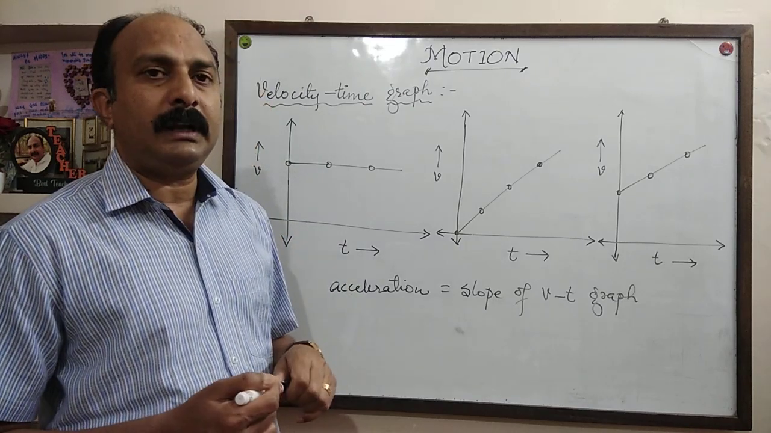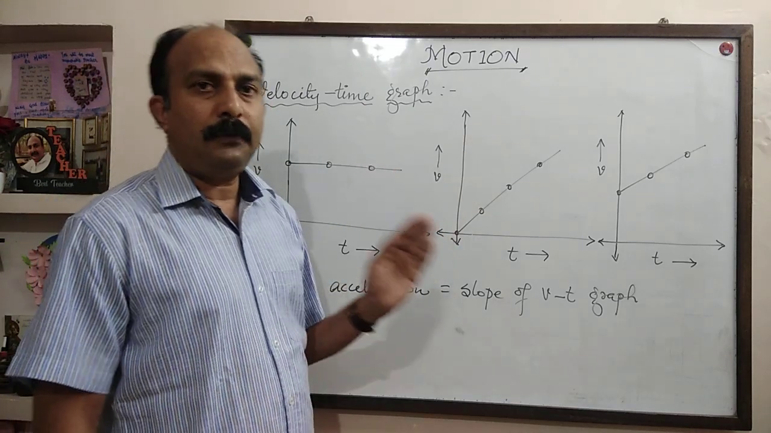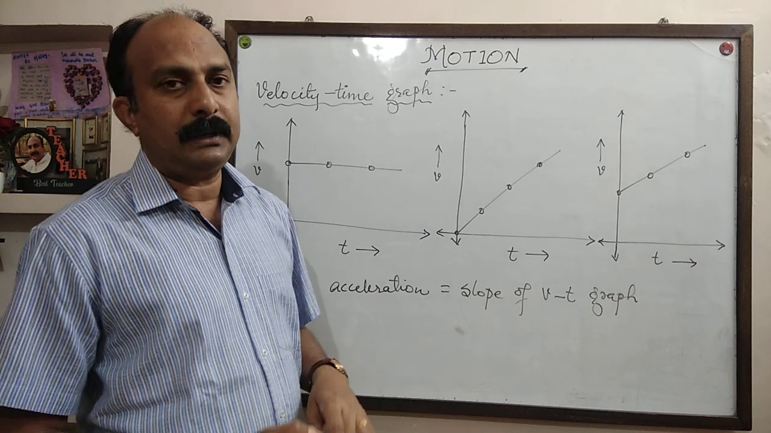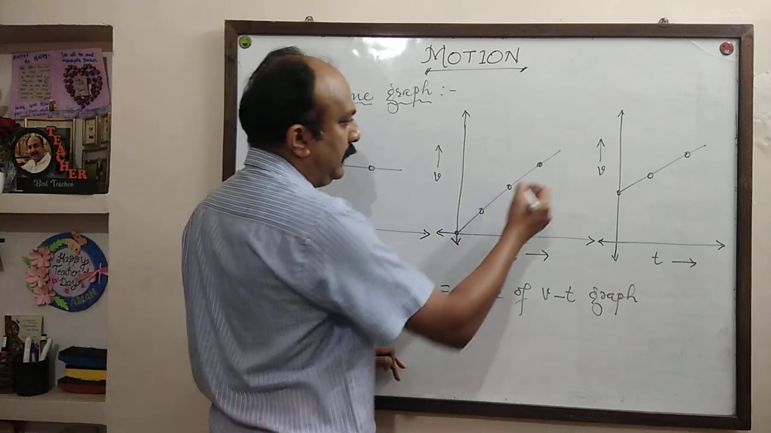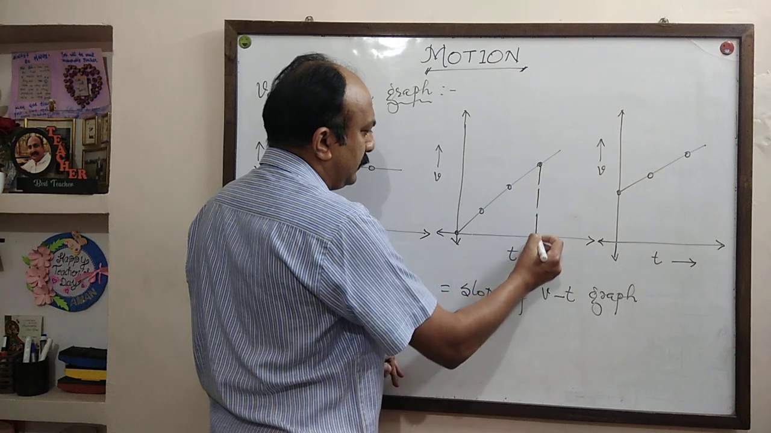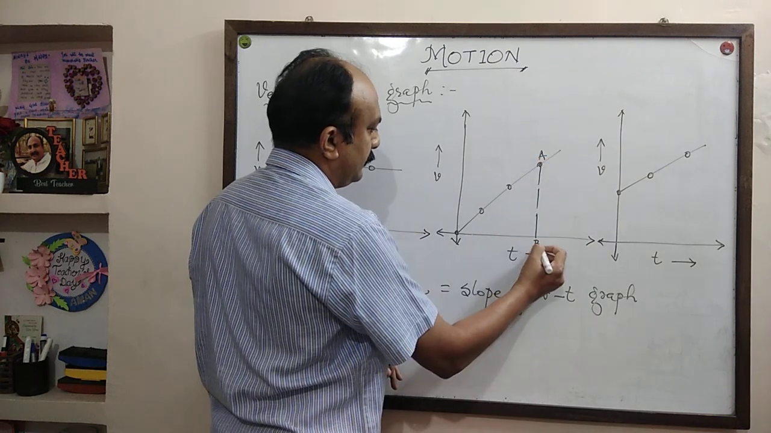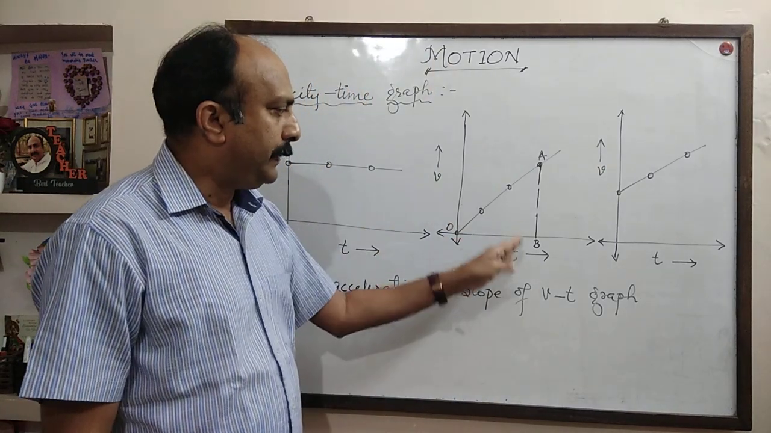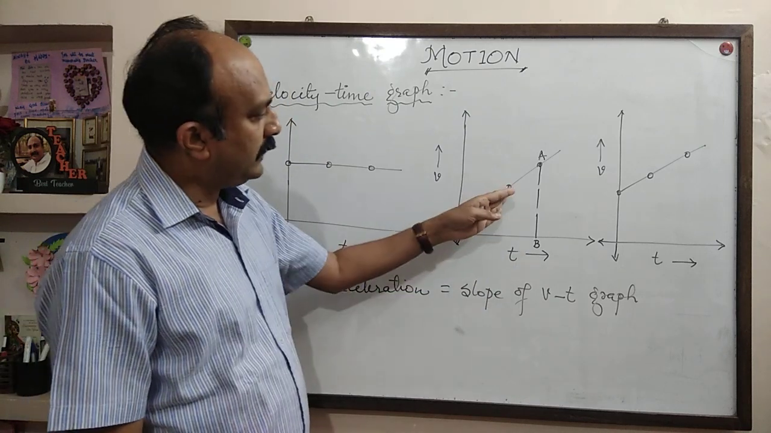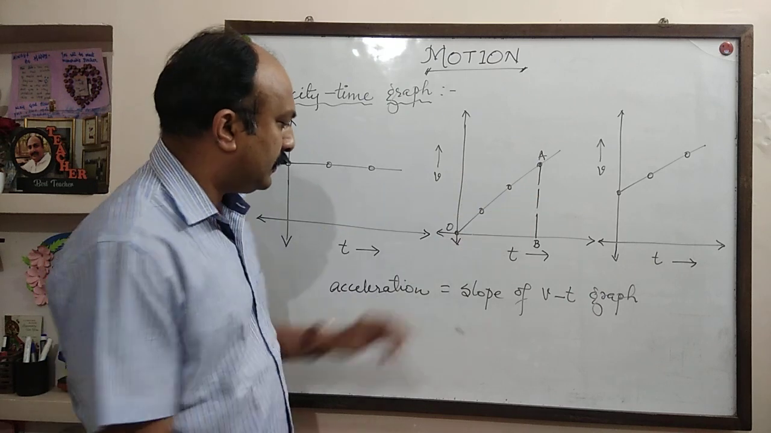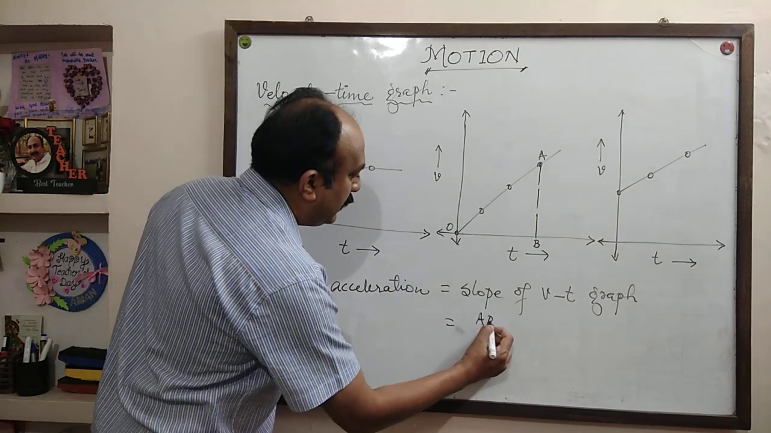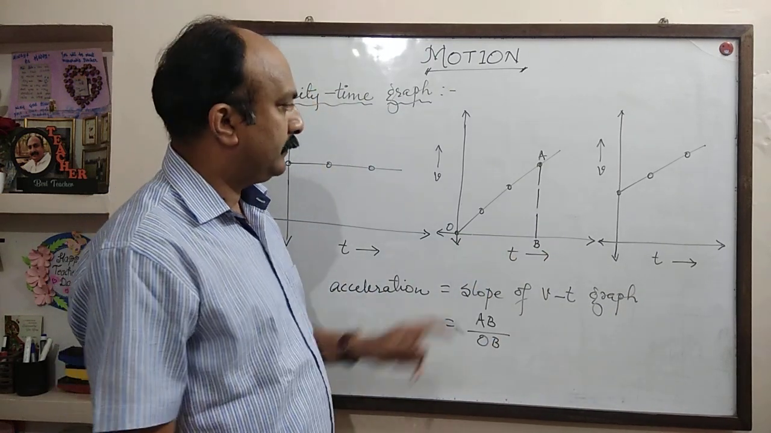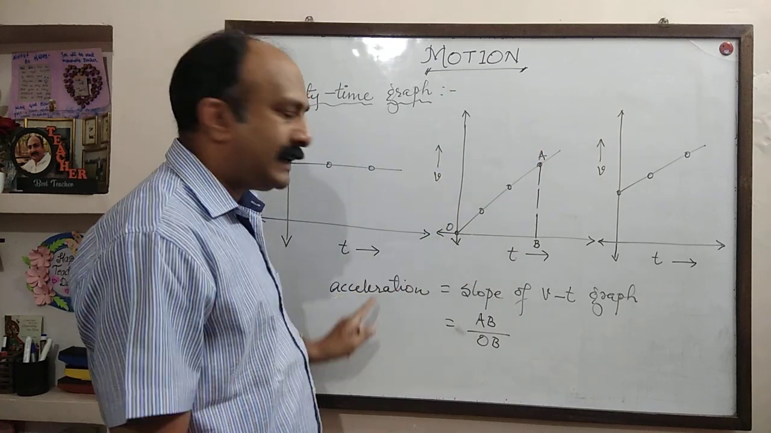And how to find the slope of a graph? In order to find the slope of a graph, you have to draw a perpendicular at any point. Then slope is equal to perpendicular upon base. For example, the slope of this graph is now AB upon OB. Clear? Slope of a Vt graph is equal to acceleration.